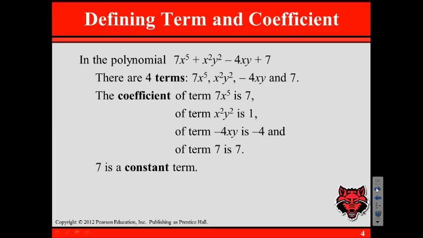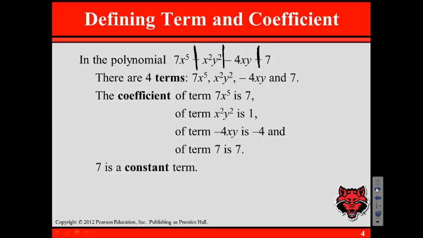So here's one example of a polynomial, 7x to the 5th plus x squared y squared minus 4xy plus 7. There are 4 terms, and you might notice that every term is separated by plus signs and minus signs. So we have 4 terms: 7x to the 5th, x squared y squared, negative 4xy, and 7.